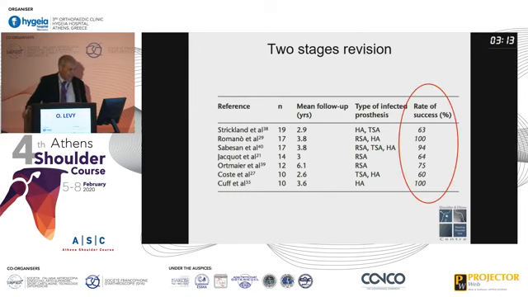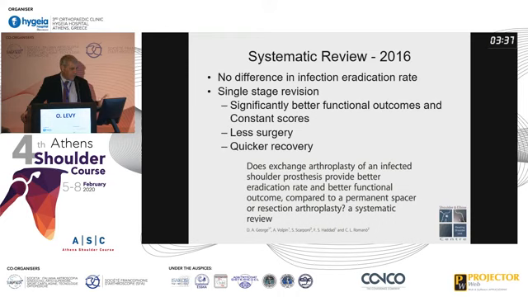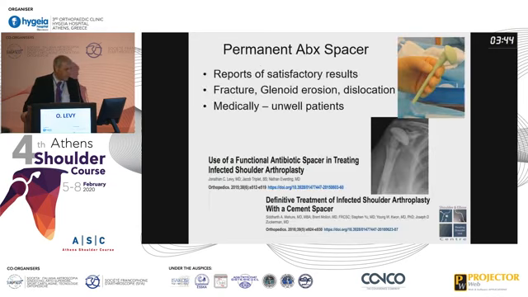Again, in the literature, in the same meta-analysis, the success rate of a two-stage is lower than single stage. And I think the more operations you do on these soft tissues, the lesser the good results you get. And there are some studies that show, again, a 26% recurrence rate in two-stage, and a systematic review that shows no significant difference between a single stage or two-stage procedure.